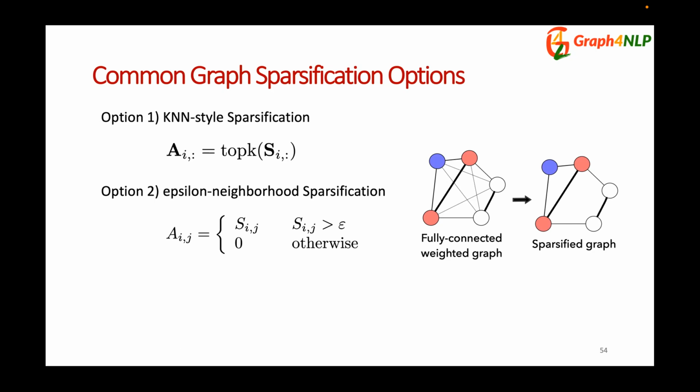Besides explicitly enforcing the sparsity of the learned graph by applying a certain form of threshold, either K for kNN or epsilon for epsilon neighborhood sparsification, sparsity can also be enforced implicitly, but in a learning-based manner. For example, we can apply a certain form of graph regularization to the learned adjacency matrix to enforce sparsity.